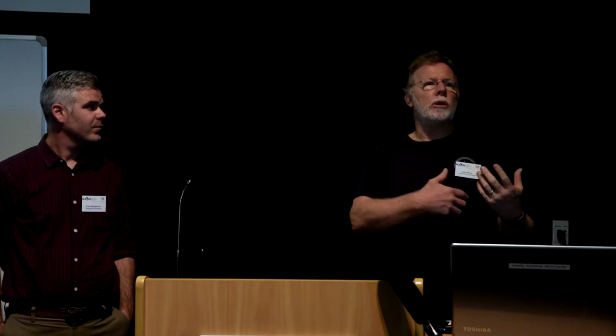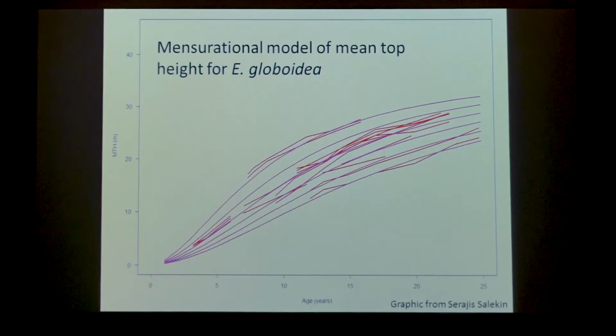And so the next step is to build into these models some physiology. And so those are called hybrid ecophysiological and growth and yield models. So we are aiming to build hybrid ecophysiological and mensurational models for these species to take account of those variations in time and in climate conditions.